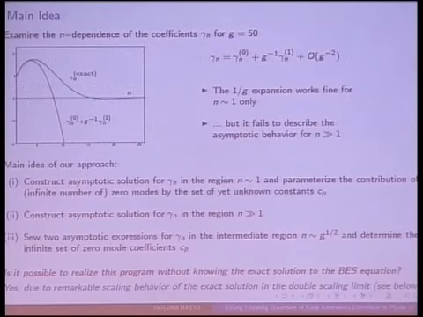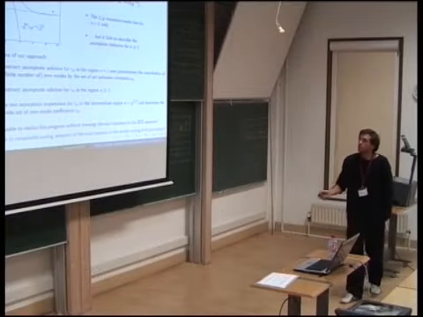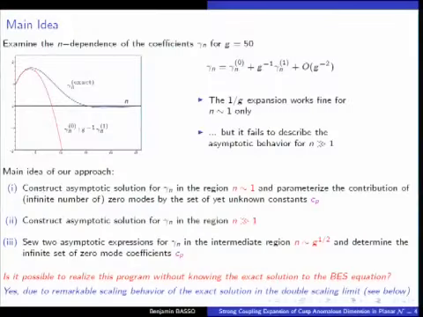Now we try to solve this simplified BES equation. So the idea is there is a plot of the Basso coefficient, and the problem with this expansion in 1 over g is that the expansion is not uniform in n, and in fact this 1 over g expansion works fine near n of order 1, but it fails to describe this decreasing at large n.